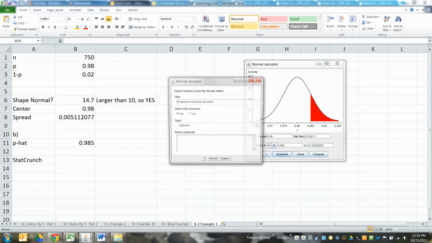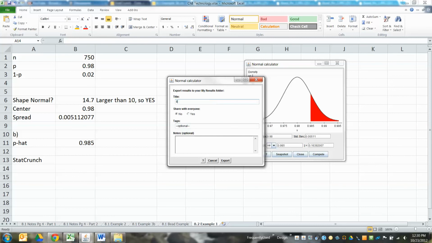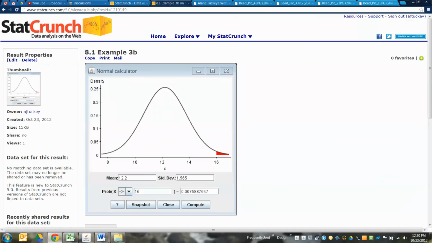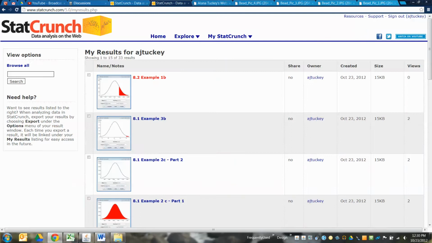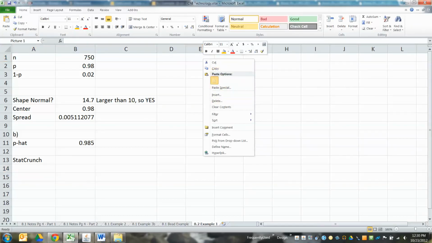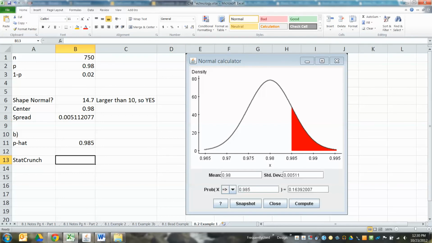So I'm going to take a snapshot and I'm going to label this 8.2 example 1b export. There it is. Copy. Paste. Cool. All right, so they can see StatCrunch says the probability that p hat is greater than 0.985 is equal to 0.163392007. Okay, so there's StatCrunch.